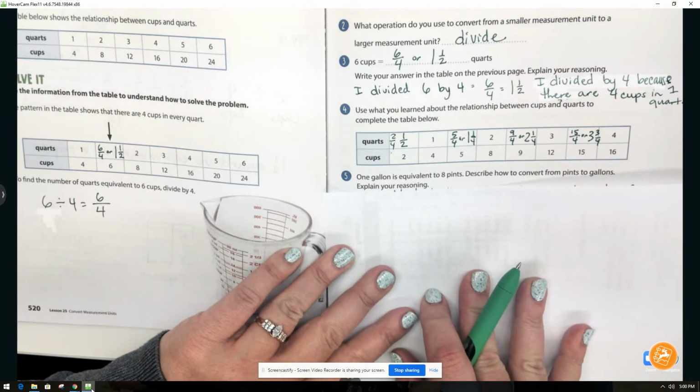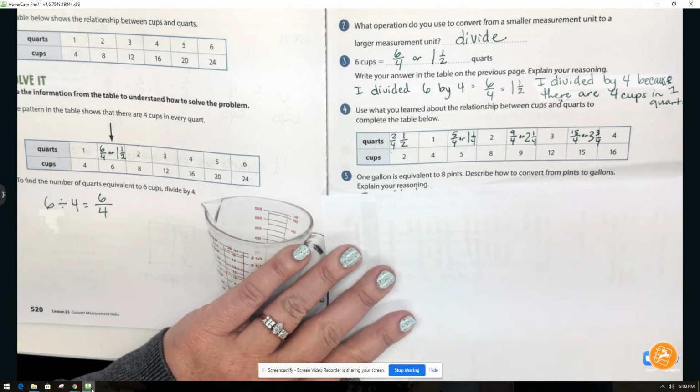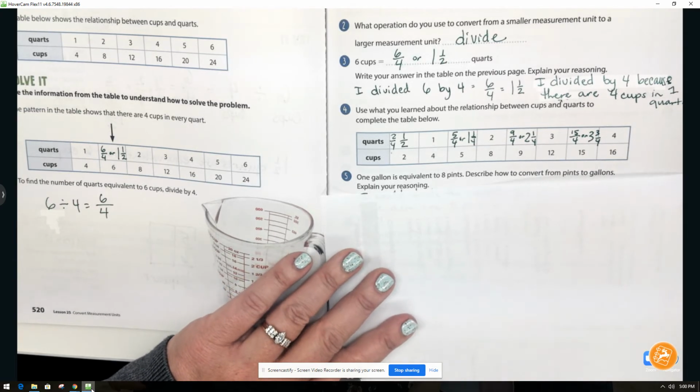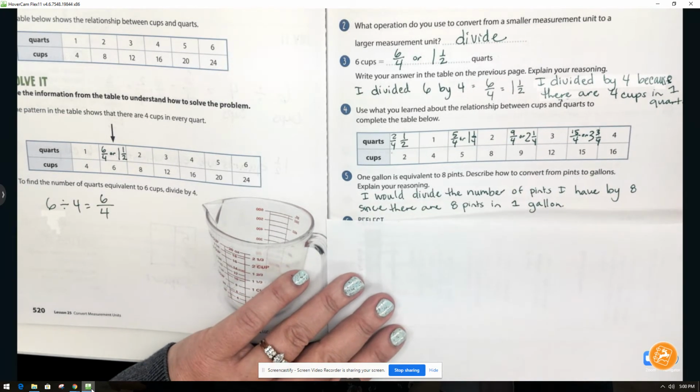So number 5 says 1 gallon is equivalent to 8 pints. How do we convert from pints to gallons? So we would divide the number of pints we have by 8, since there are 8 pints in 1 gallon.